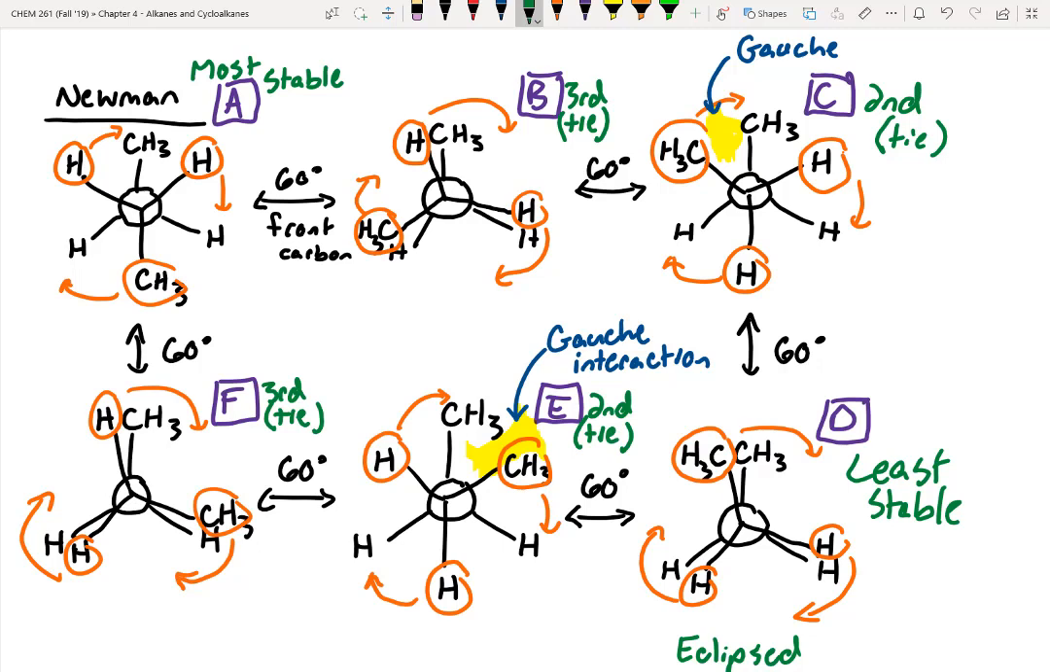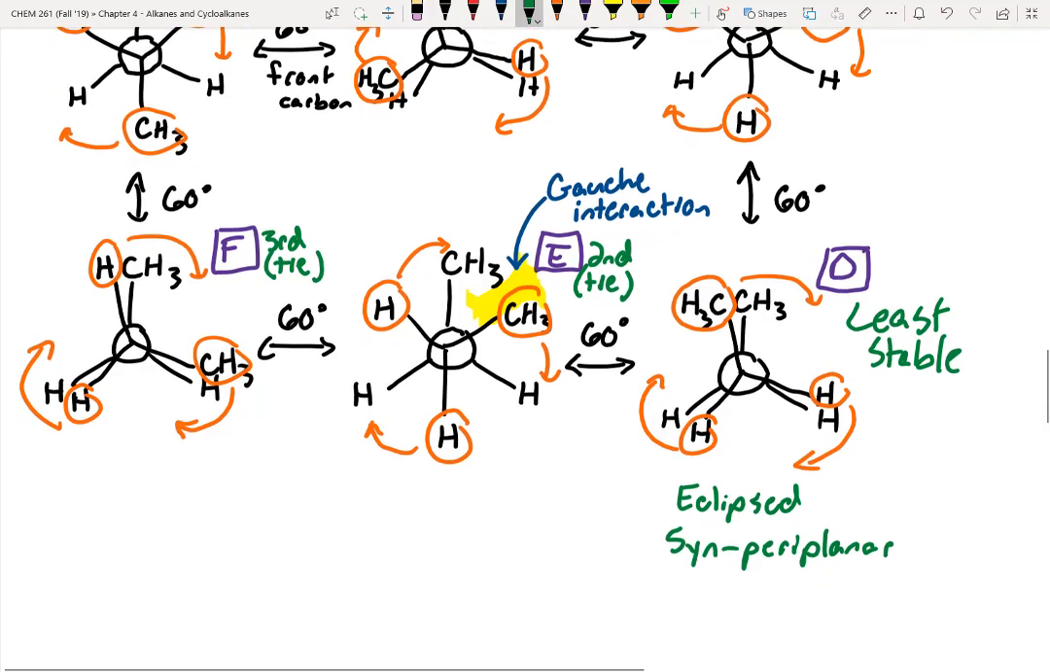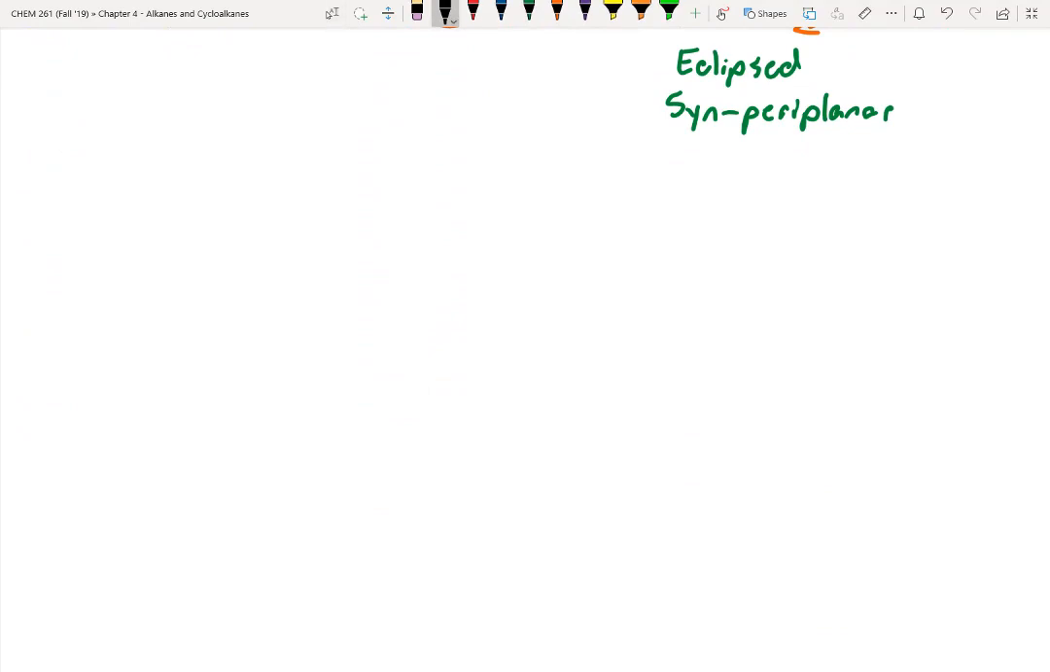But I did want to show this so we have a complete picture where we do see the eclipse conformations as well. All right, so now what we need to do is make a little energy diagram, kind of like we did with ethane.